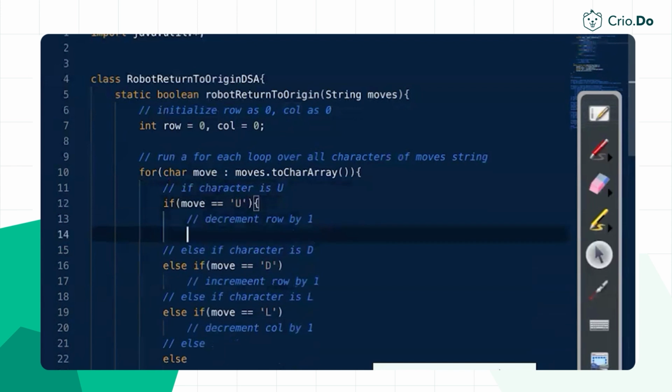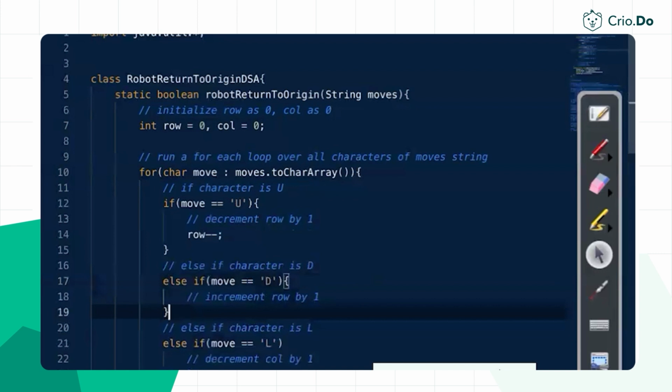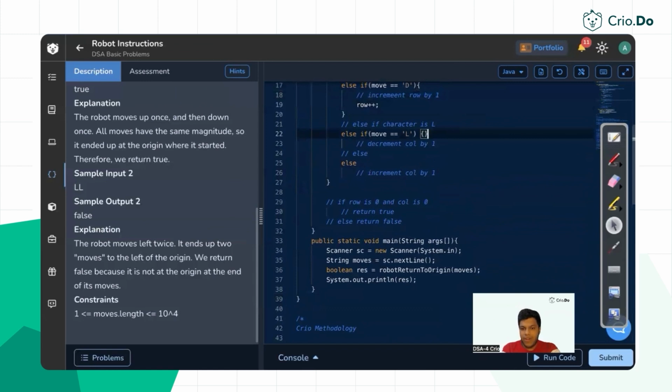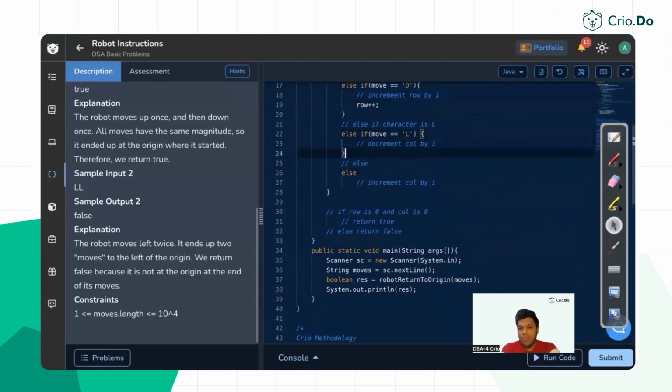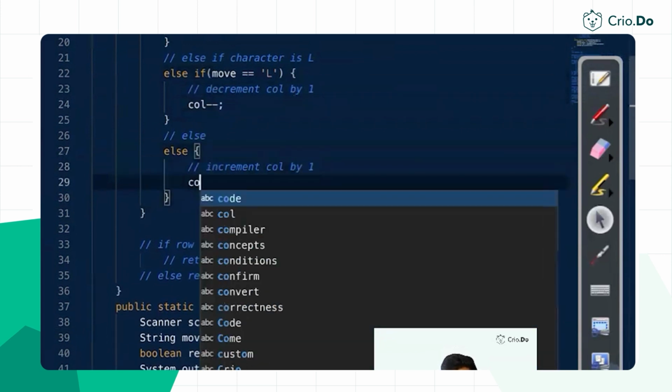If it is capital U, we have to go up. And how do we have to go up? By decrementing the row. That is row minus minus. This is a decrement operator. Similarly, going down means incrementing the row by 1, so you will say row plus plus. Similar thing we have to do for left or right. For left, decrement the column by doing column minus minus. Otherwise, increment the column by doing column plus plus.